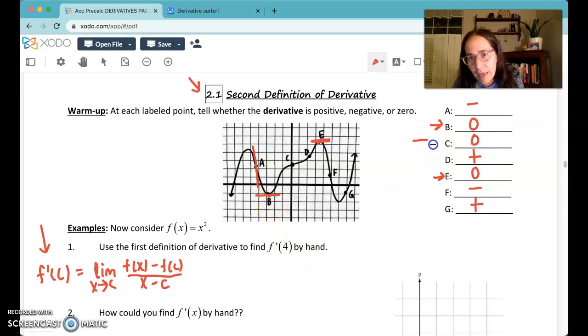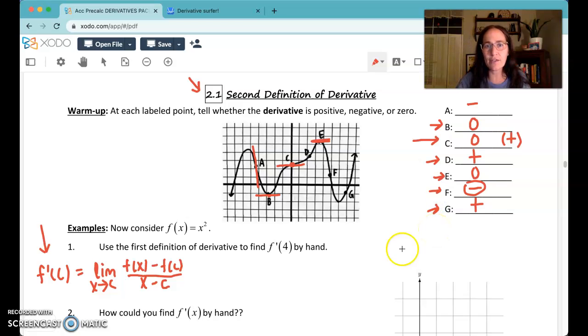I also meant for the derivative to be 0 at C, but if you had said positive, I couldn't take off credit for that because of the way I drew the graph. I meant for C to be what's called an inflection point, where the graph rises, rises, rises, levels off to 0, and then continues to rise. How'd I do on D, F, and G? I feel like the graph is rising, so positive at D, then falling at F, negative derivative value, and rising again at G.